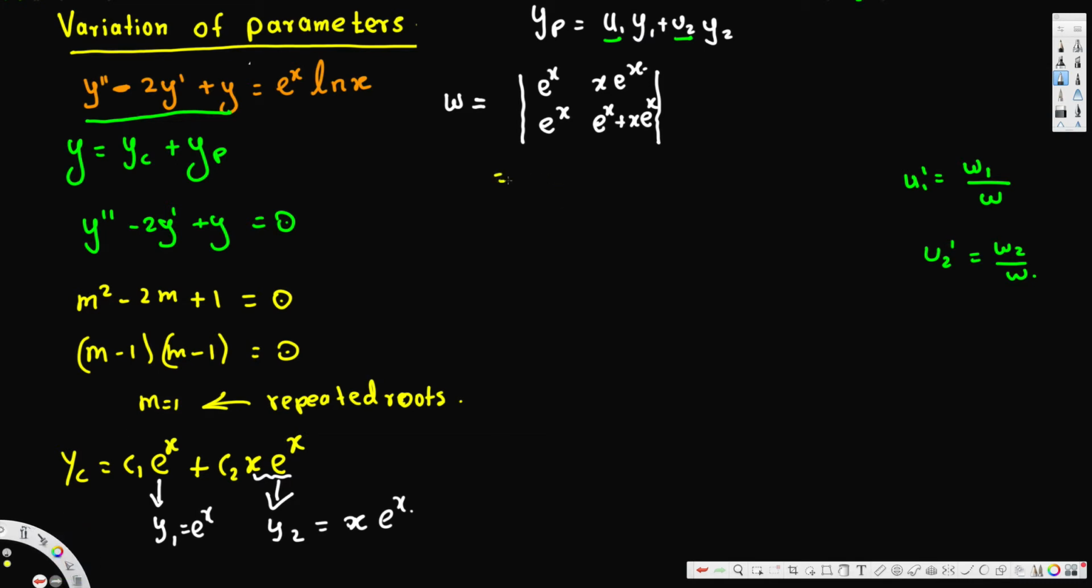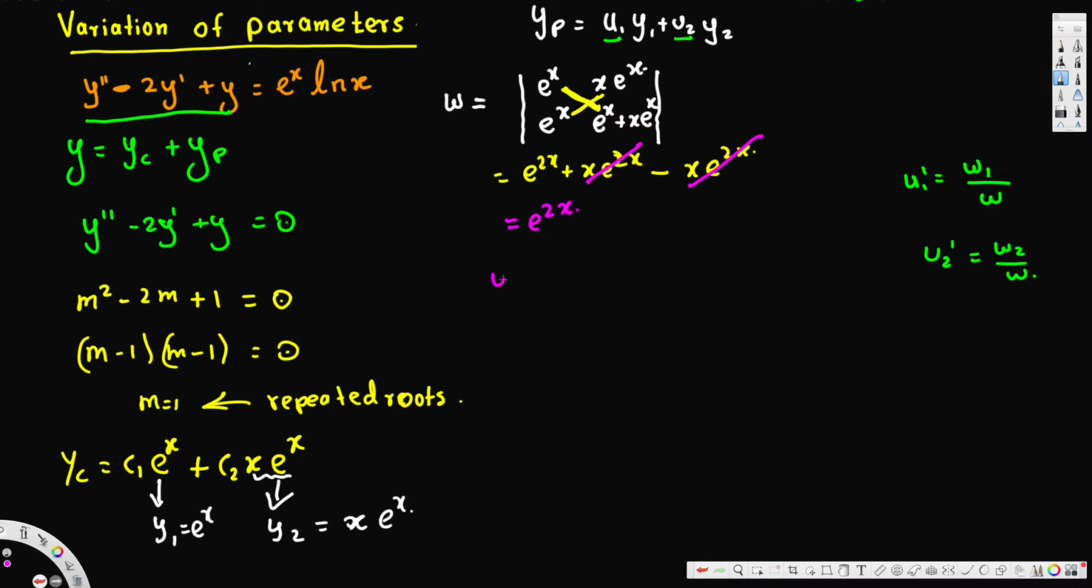To find the determinant, you know that we multiply this one and subtract the multiplication of this one. e^x times e^x, that's going to be e^(2x), plus x e^(2x), that is this multiplication, minus this, minus e^x times x e^x, that's going to be x e^(2x). Here you can see we can cancel these two things, x e^(2x) minus x e^(2x), and we finally end up with e^(2x). Now we found W.